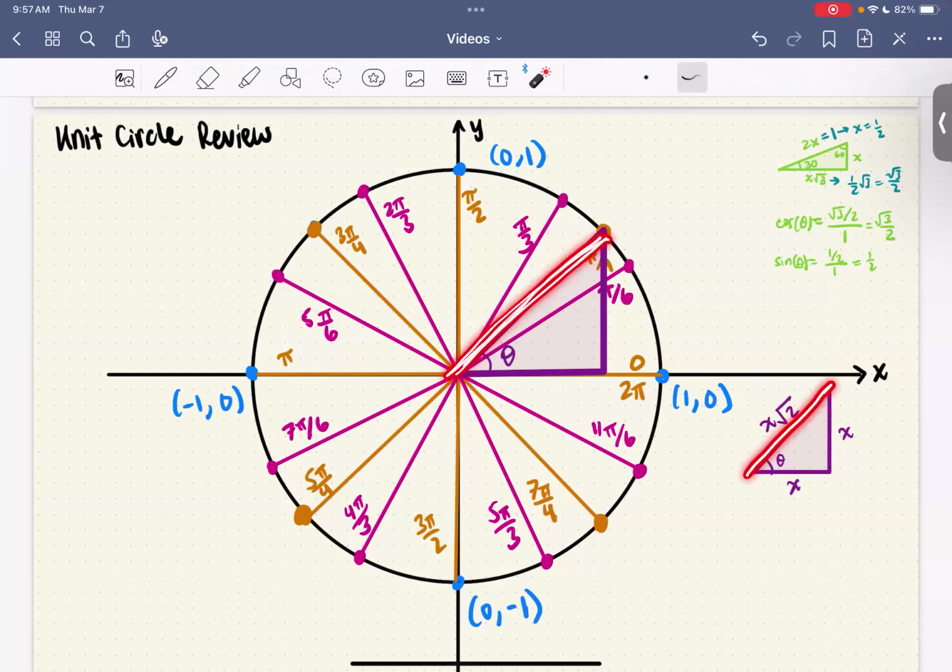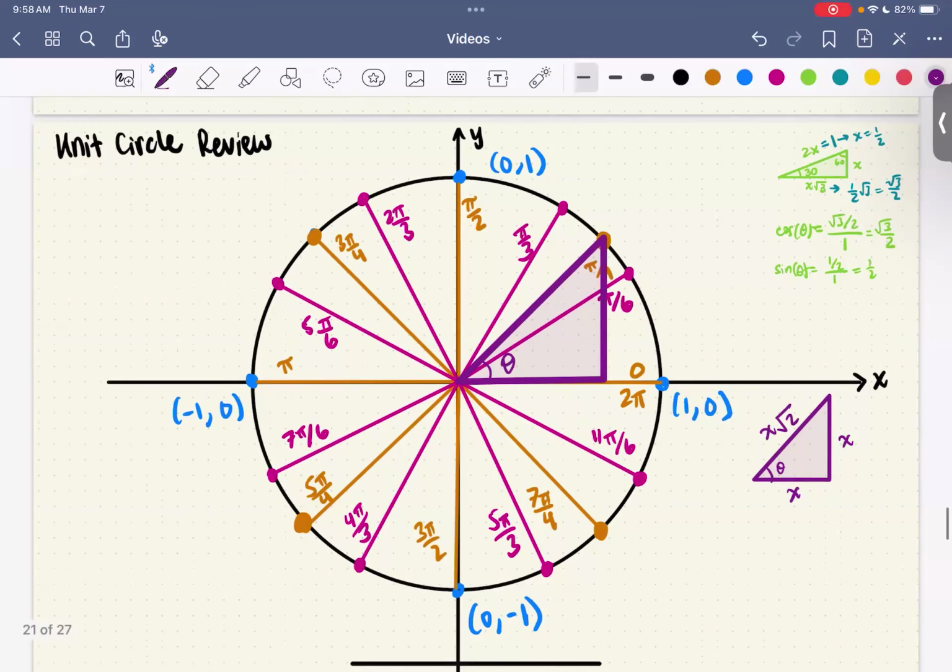It's also the hypotenuse of these triangles that we're looking at. And because it's a unit circle, that radius is 1. So the length of this side here, this hypotenuse, is 1. That tells me that for this triangle I've drawn here, the length of the legs should be 1 divided by the square root of 2 on both sides, 1 over square root of 2.